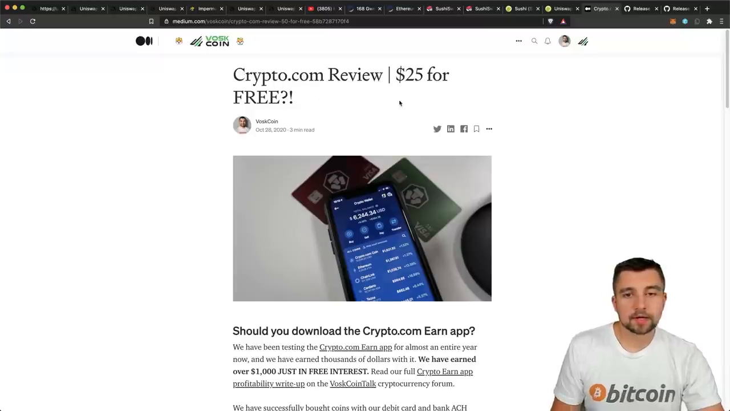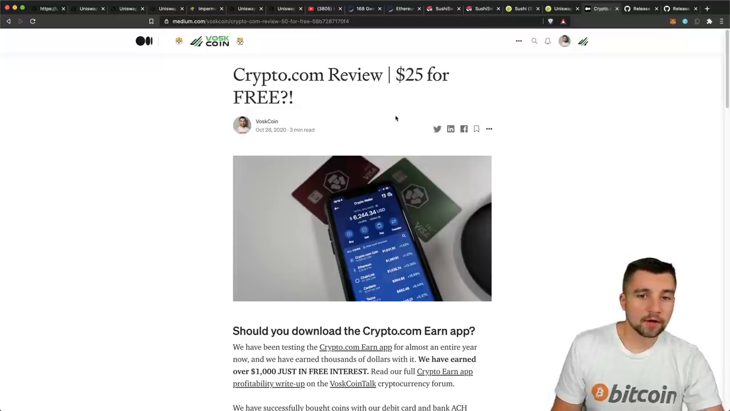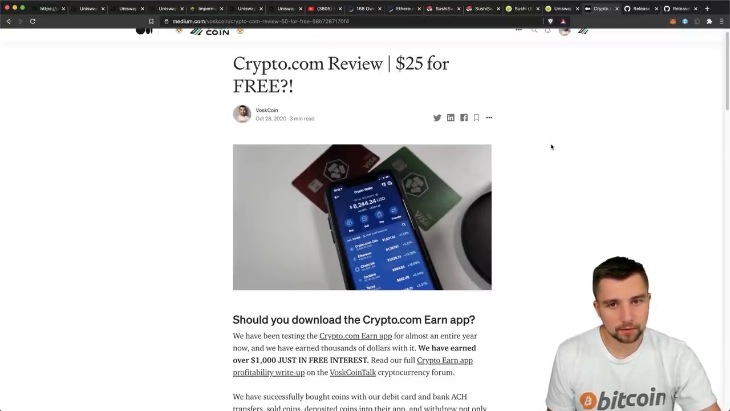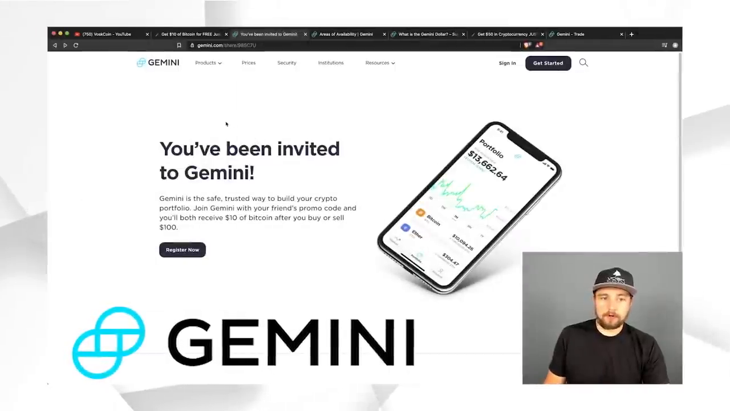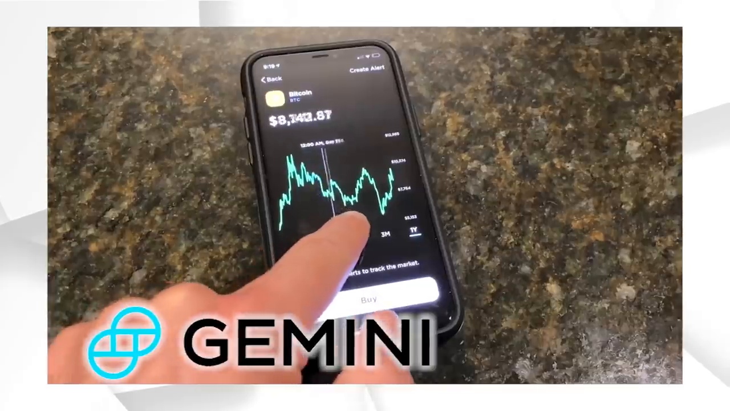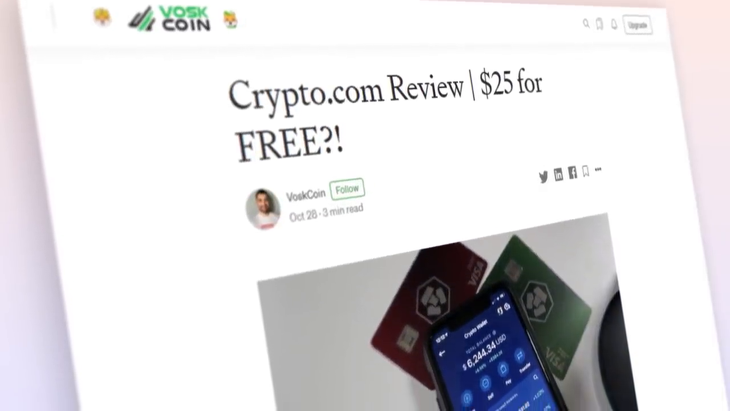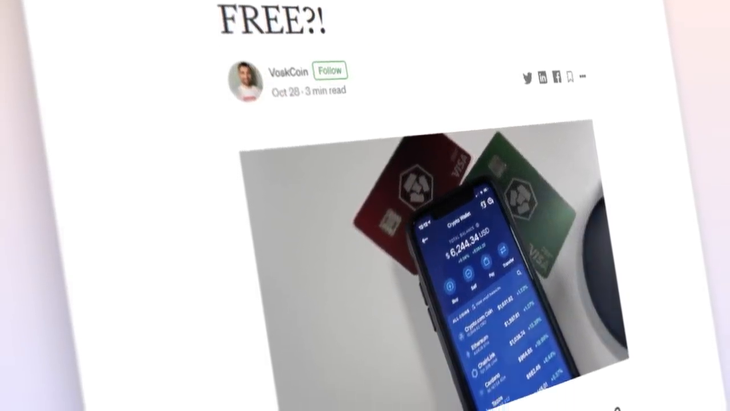We recommend the crypto.com app, available on iOS and Android devices, even for US citizens, everywhere unless you're in New York. Sorry. We recommend the Gemini exchange if you're in New York. The big thing here is you can get 25 bucks for free if you complete their sign up bonus. You've got to stake some of their coins, but you don't have to do that.